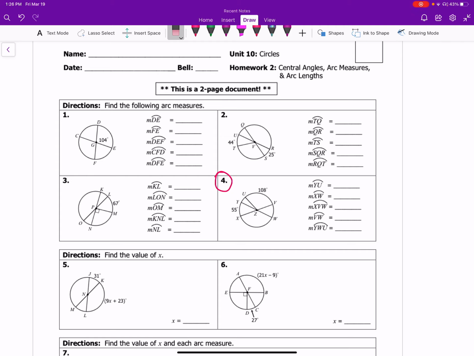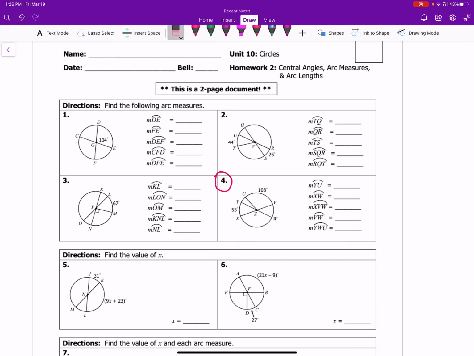So today's homework will include central angles, arc measures, finding arc lengths, and congruent chords. I'll be going through a few of the problems from your homework, so that can help you out. Over here it says, find the measure of arc YU.